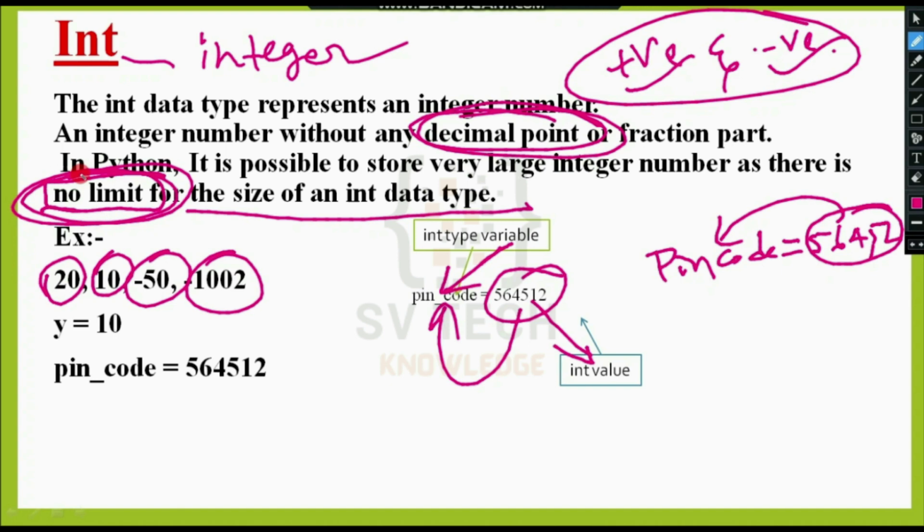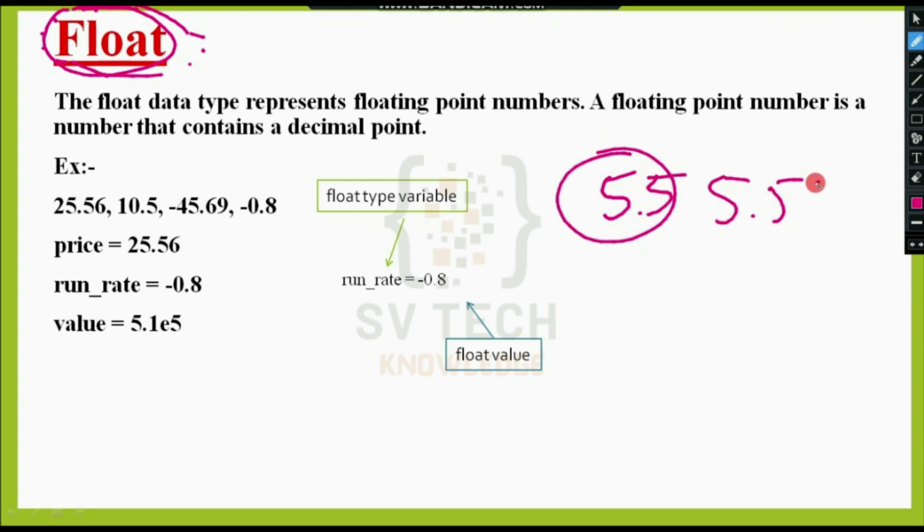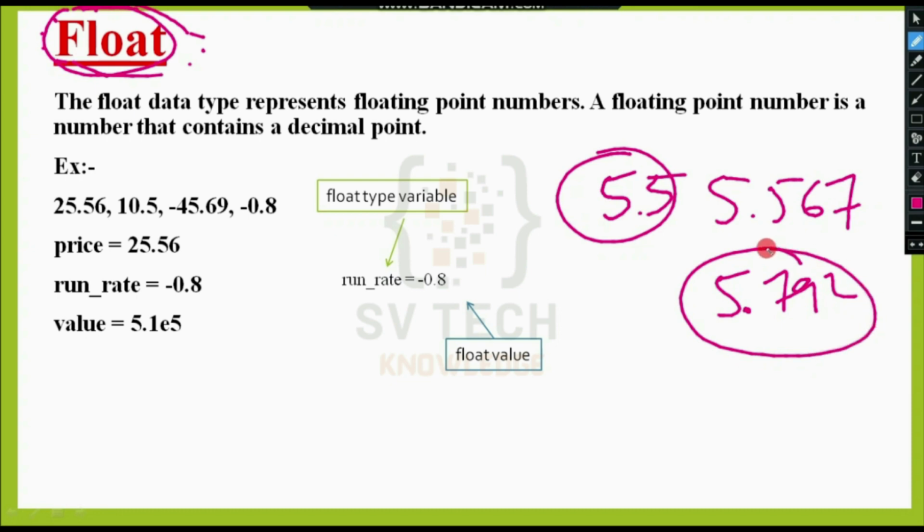These 3 points you have to remember while reading about integers in Python. Okay, next, coming to the float. So from C language onwards we are learning floating point numbers, that is, numbers which have decimal points. Decimal points means in integer we took only 5, but I can now take 5.5, 5.567, 5.792. Like this I can take precision values also, means point values also.